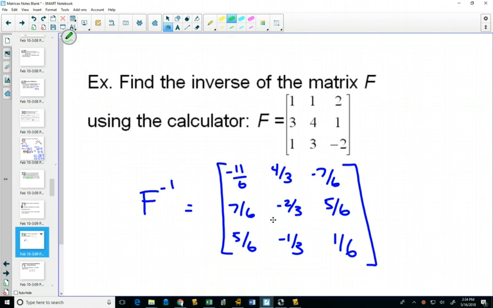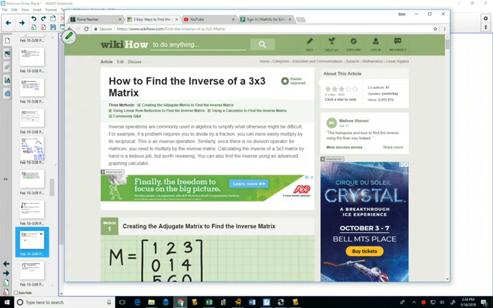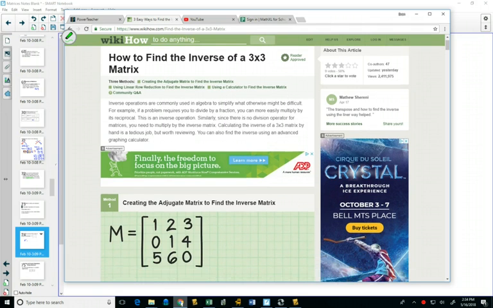The question is, how would you find that by hand? And I don't have notes for it here, but I found it 2 different ways on the internet. I'll show you both of them. Okay, method number 1. We get to learn a new fun word, creating the adjugate matrix to find the inverse matrix.